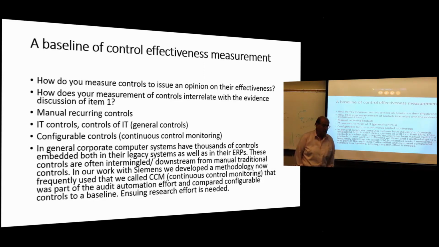Okay. The Siemens project that we did, which generated the whole idea of CCM, continuous control monitoring, actually looked at things like credit limits in a bank. So there is a control saying that no one borrows money from the bank above his credit limit. So my credit limit is $20,000. I can only borrow up to $20,000.